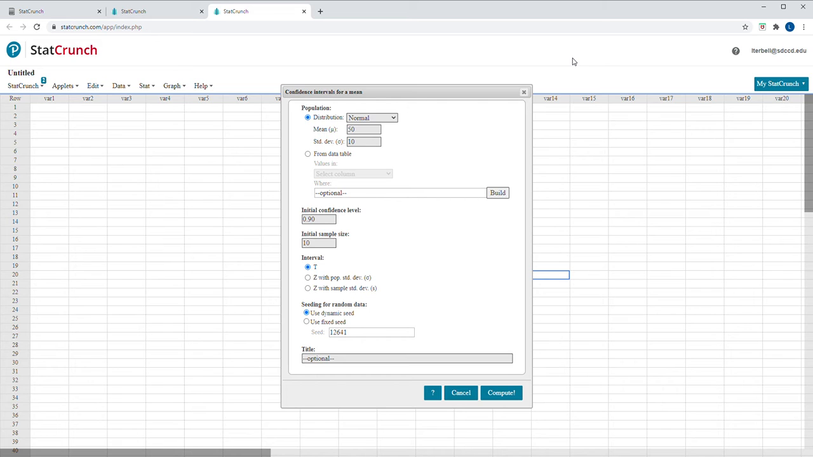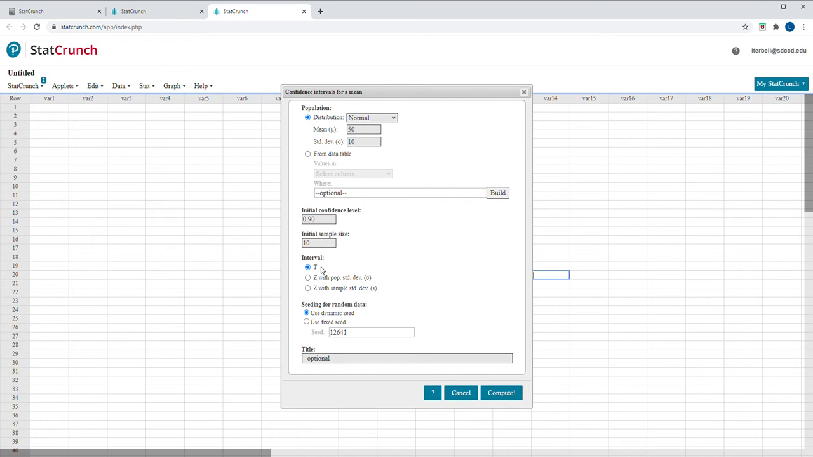We're going to do a computer simulation for some t-intervals. So the objective is to determine what is the meaning of the level of confidence. So let's begin with this example. Let's say we have a normal distribution with a mean of 50 and a standard deviation of 10. And we'll use a confidence level of 90% and a sample size of 10.